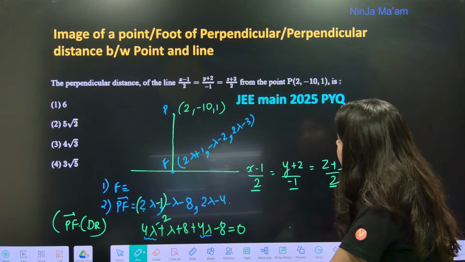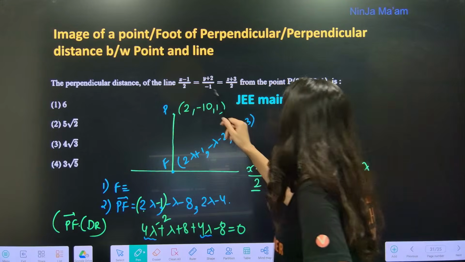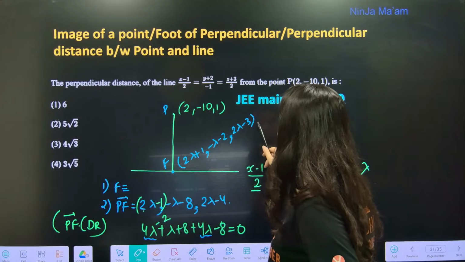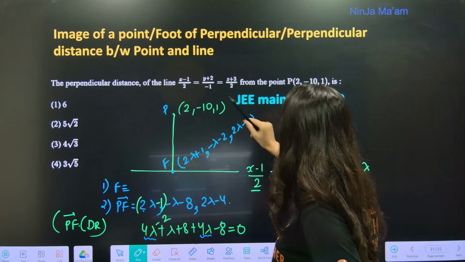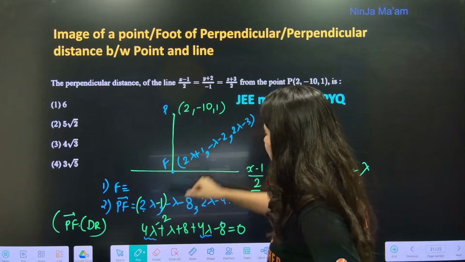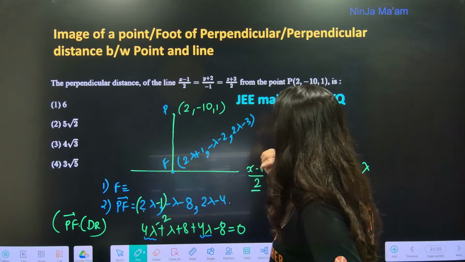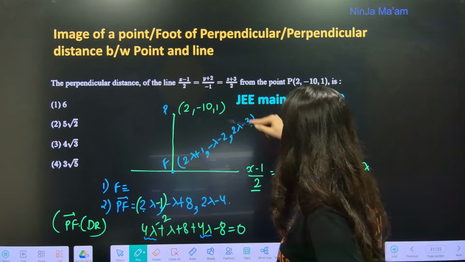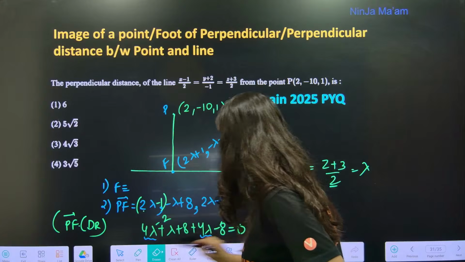Hold on. 2 lambda plus 1 minus lambda minus 2, 2 lambda minus 3, correct. Then 2 minus 10, 1, correct. Now 2 lambda minus 1 right here. Lambda plus 8. Oops, this is plus 8, correct. And this is what? Minus 4. Now it's correct. And you know what?